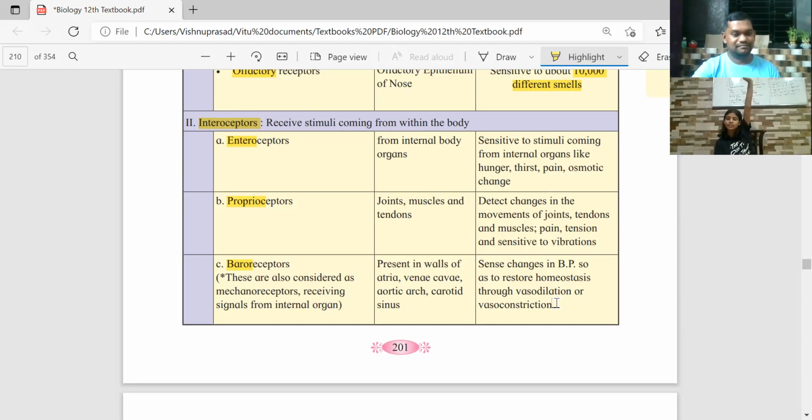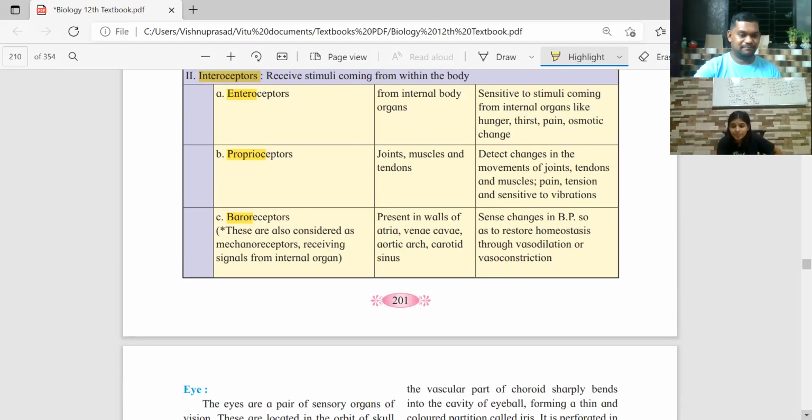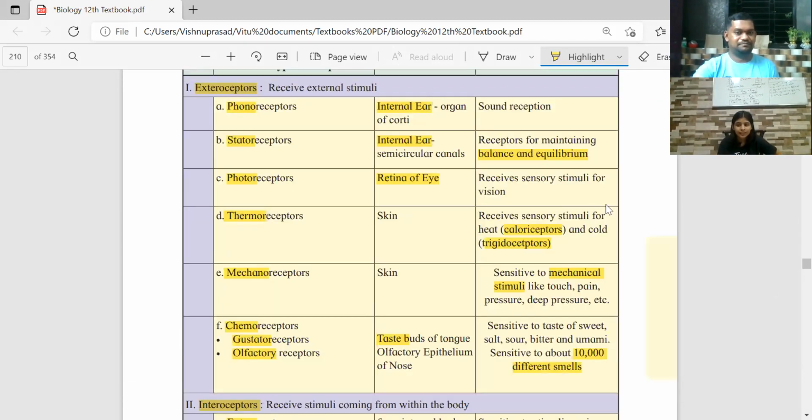What is vasodilation? Vasodilation means the lumen diameter of the blood vessel increases, so blood flows with slightly less pressure. Constriction means the lumen diameter of the blood vessel becomes smaller. According to the requirement, it will do that. Is that clear? Yes, all the types of receptors are clear.